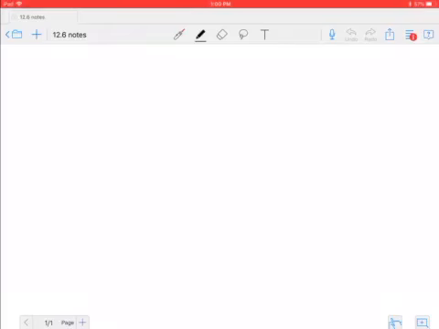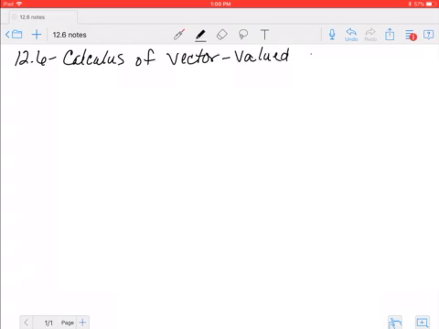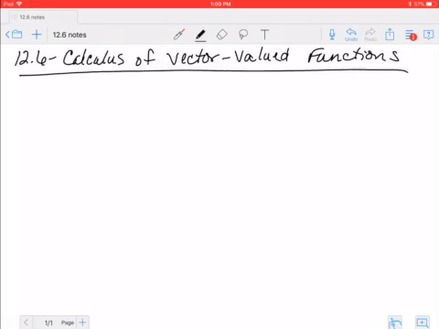Right, so let's go ahead with this 12.6, calculus of vector valued functions. Calculus of vector valued functions, really not any big deal. What you think is going to happen is what's going to happen. So let's look at this definition to start us off.